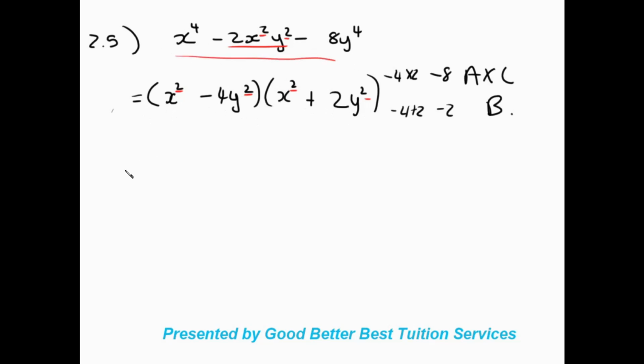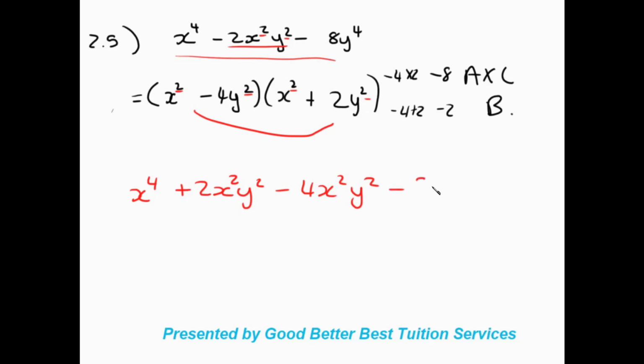So if I times this out, I get x to the power of 4 first. Then I get plus 2x squared y squared. I times the x squared into the second term that time, okay? And I got 2x squared y squared. Then I times negative 4y squared into x squared, and I get negative 4x squared y squared. And I times negative 4y squared into positive 2y squared, and I get negative 8y to the power of 4.